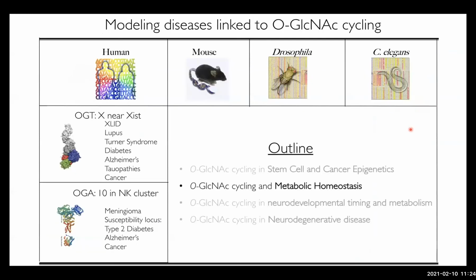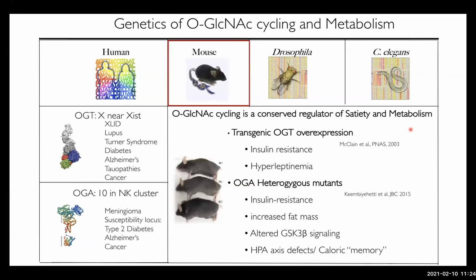So quickly, I wanted to talk about metabolic homeostasis. It turns out that we've made transgenic animals which either overexpress OGT or are haploinsufficient at the OGA locus. And these in general show metabolic phenotypes. They have increased fat mass. They have what's known as a caloric memory defect. They snack when they should be eating, and they eat when they should be sleeping. We're currently studying this in collaboration with Oleg and others.